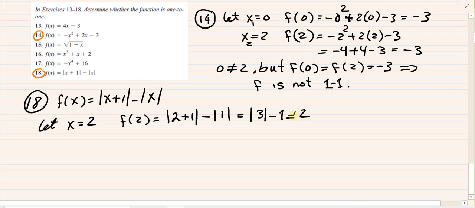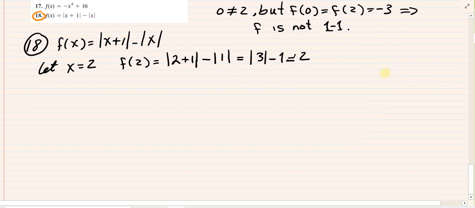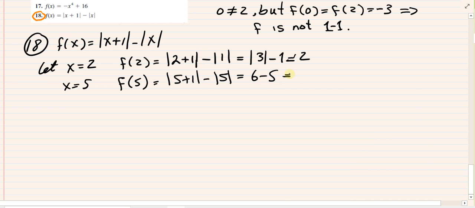Right? Now let's take a look at when x is 5. f at 5 is equal to absolute value of 5 plus 1 minus absolute value of 5. That's 6 minus 5, or 1. Hold on, I said 2, but I put 1 in here. Sorry about that. That's going to be 2. And there is 1. That's actually better now. That's what I wanted. So there you go.